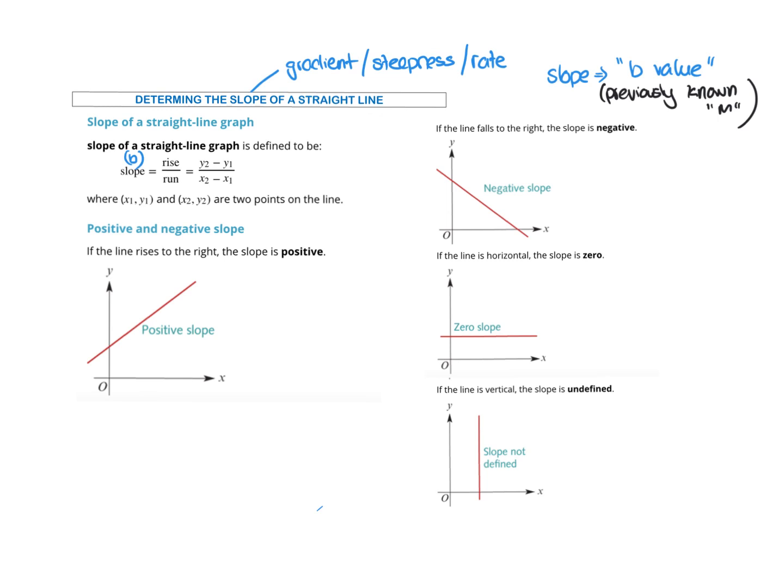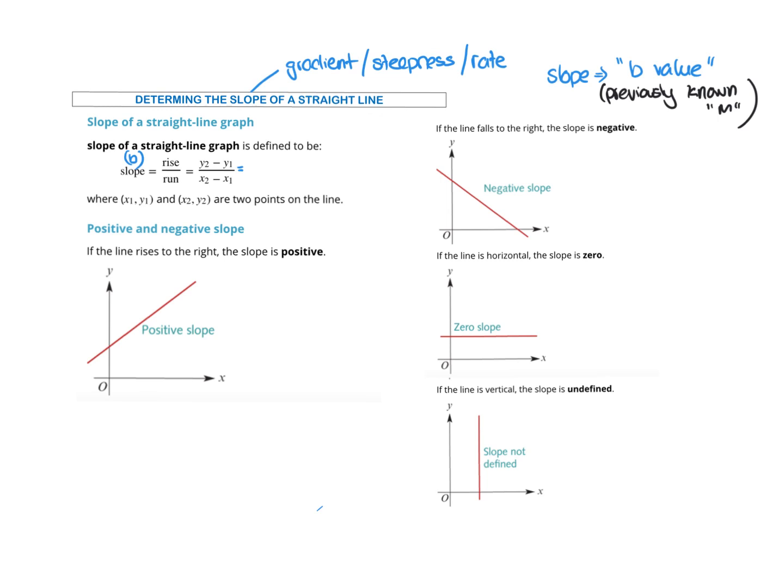Now you can use rise over run, or we can use 2 points. And this formula up here, where you've got y2 minus y1 and x2 minus x1, is when you're using the 2 points. That's probably the one we're going to use the most, because if they ask what's the gradient of this line, it's best to find 2 points that the line goes through. We'll have some examples in a minute of doing that.